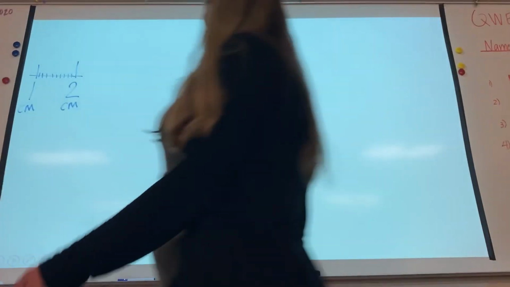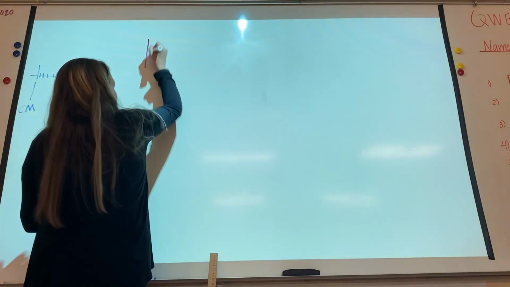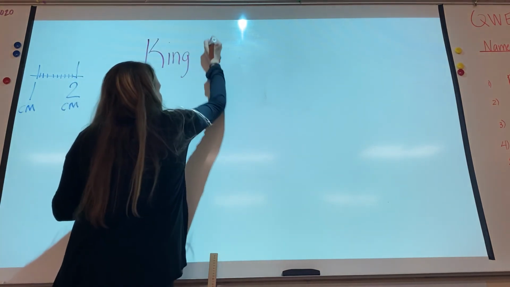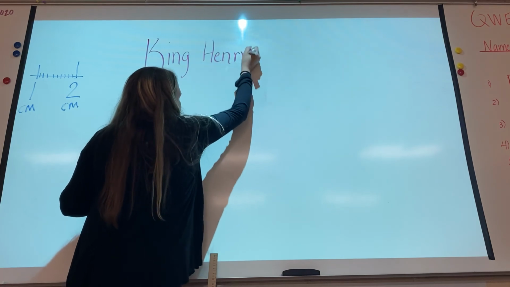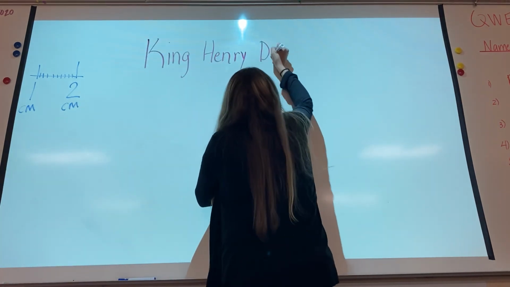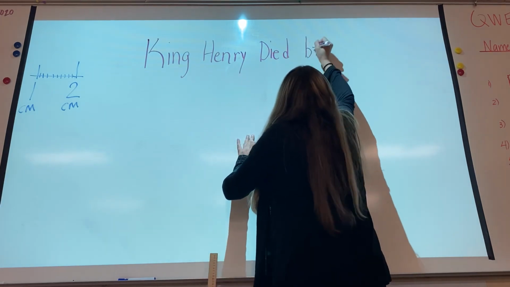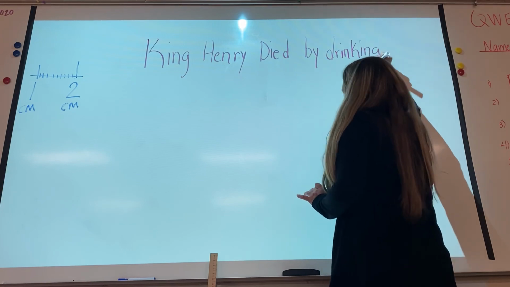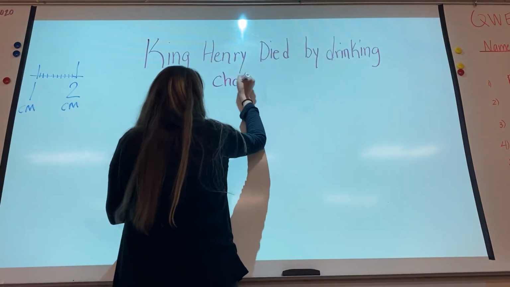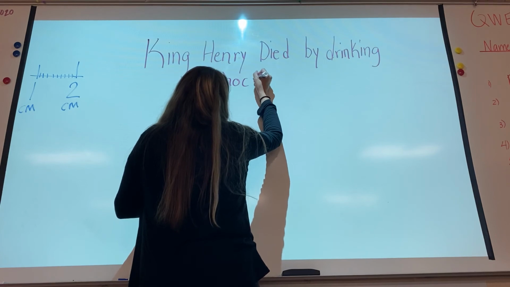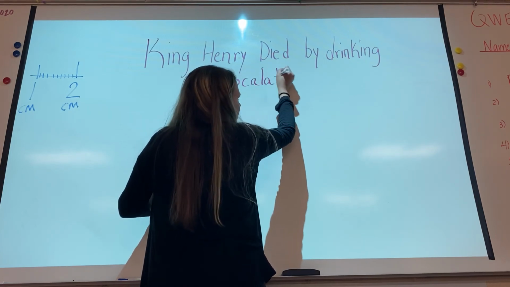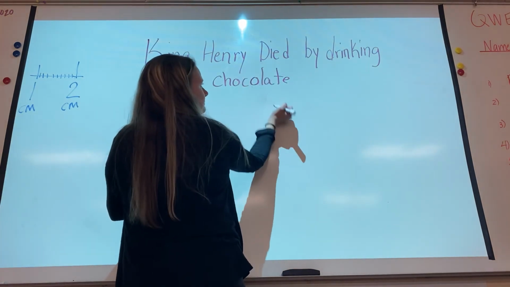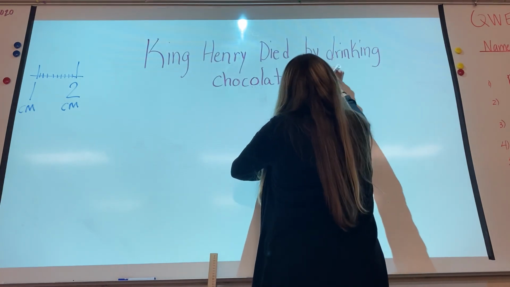All right, for today's notes, I need you to write: King Henry died by drinking chocolate milk. How do you spell chocolate? O-R-A. There we go.